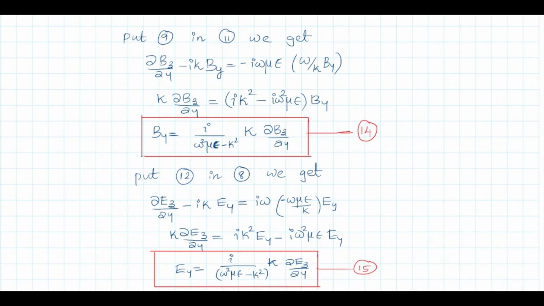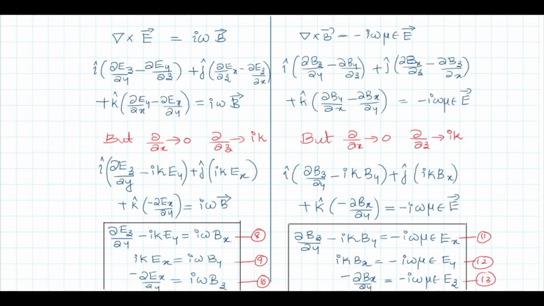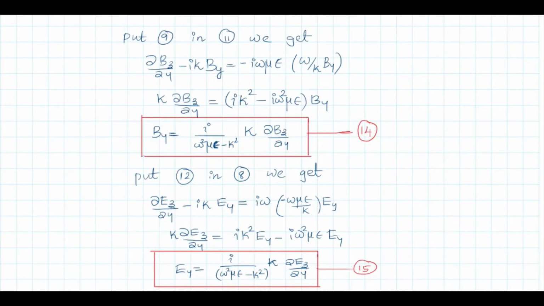Similarly, put 12 in 8. Take equation 12 and substitute here in 8 for Bx. Then you will get ∂Ez/∂y − ikEy = iω × (−ωμε/k) Ey. Again, I'll take LCM and rearrange. You will get Ey = i/(ω²με − k²) × k ∂Ez/∂y. Equation 15.